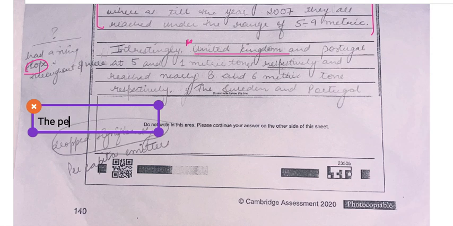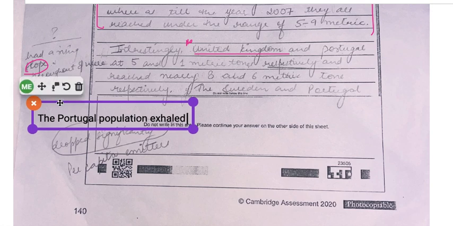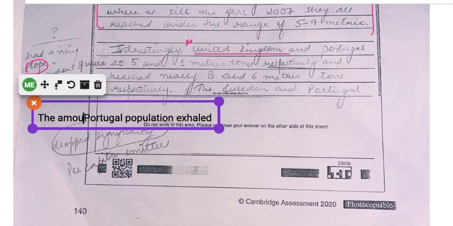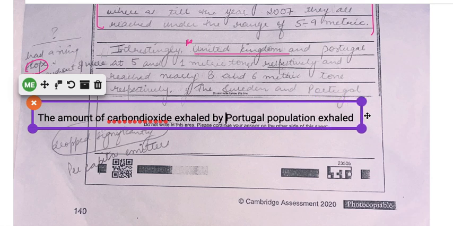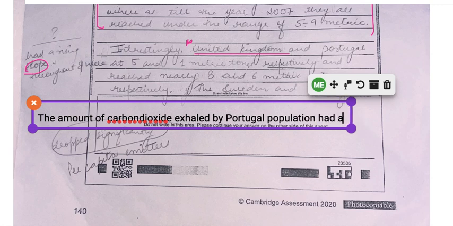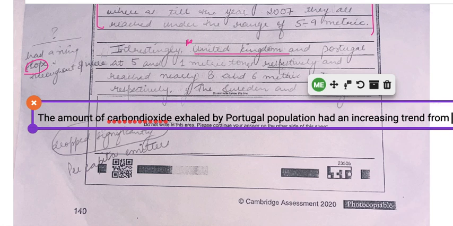So the people or the Portugal population exhaled the amount of carbon dioxide exhaled by Portugal population had an increasing trend from इतना to इतना to इतना to इतना.